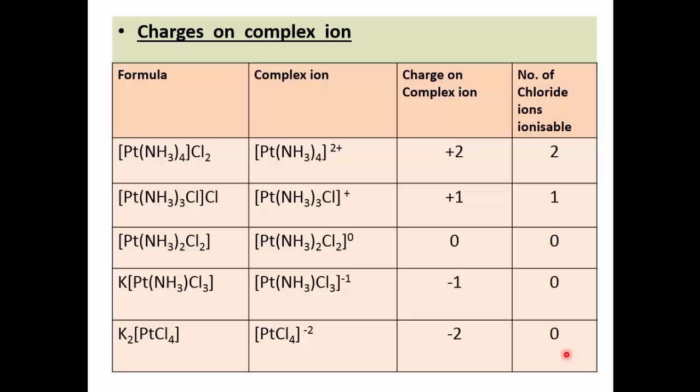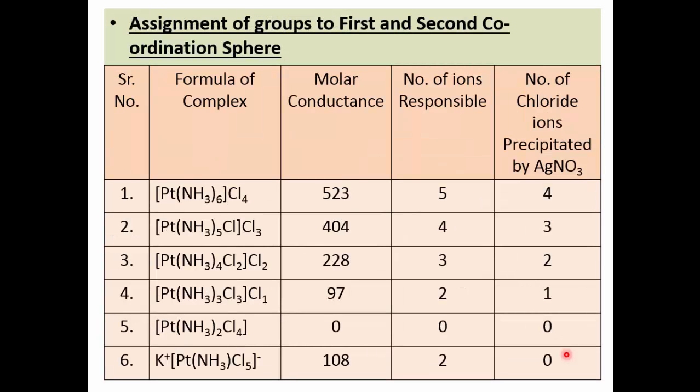So in this way, this is about charges on complex ion, as well as we have discussed primary valency and secondary valency. Again, with the help of this table, we are going to see which groups are present in the first and second coordination sphere.